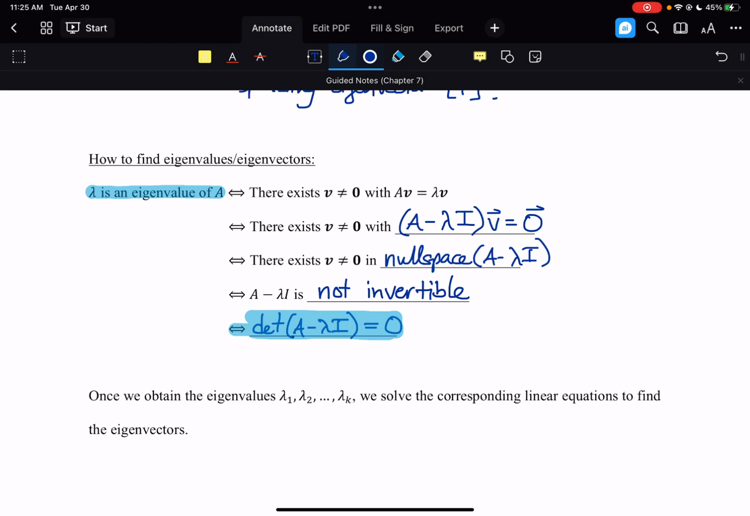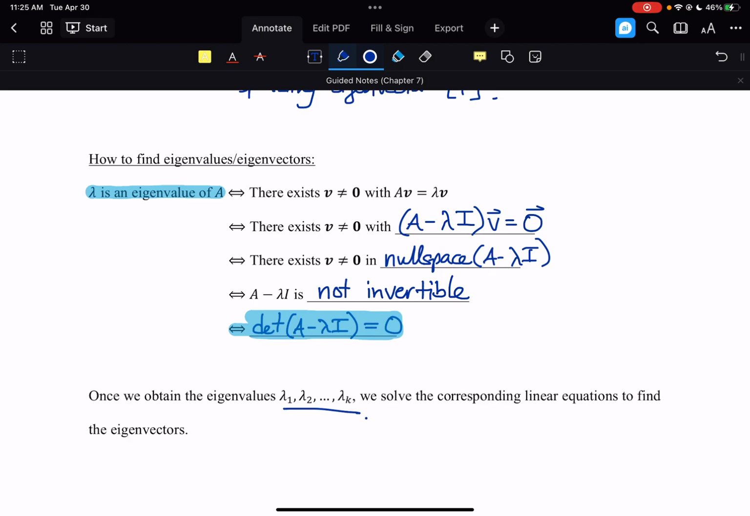So we can take the original matrix A, subtract off lambdas from the main diagonal, and then take that matrix, take its determinant, set it equal to 0, and use that to solve for the eigenvalues, solve for lambda. And of course, we're going to see examples going through this process exactly. Once we obtain the eigenvalues, so this is the process to find all of the lambdas, once we find all of those, we solve the corresponding linear equations to find the eigenvectors.